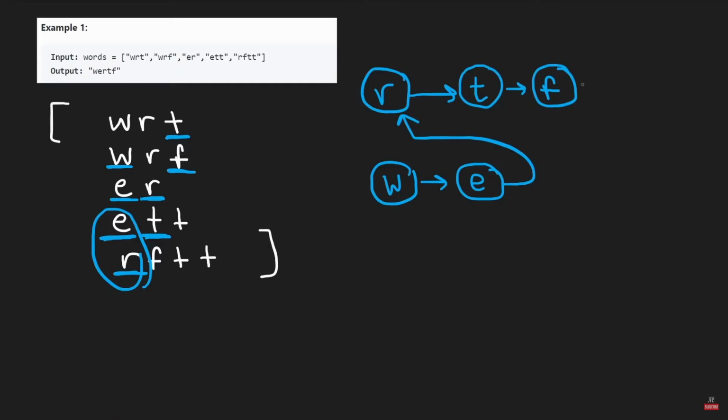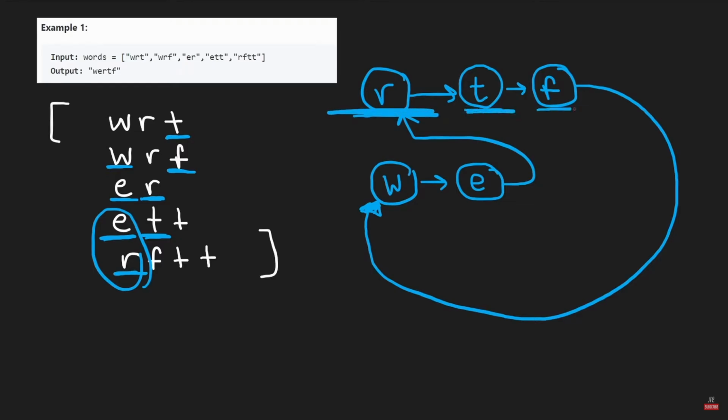So let's change this problem slightly. Let's say that this F actually pointed at the W. So now, if we were traversing this graph, what the heck would the relative order be? We could start at any node. We could start at R and then say, okay, T, F, W, E, and then we say, okay, we got back to R, so we already visited that. But is that a valid order? This is very ambiguous. It's not that this has multiple solutions. It's that this is invalid.